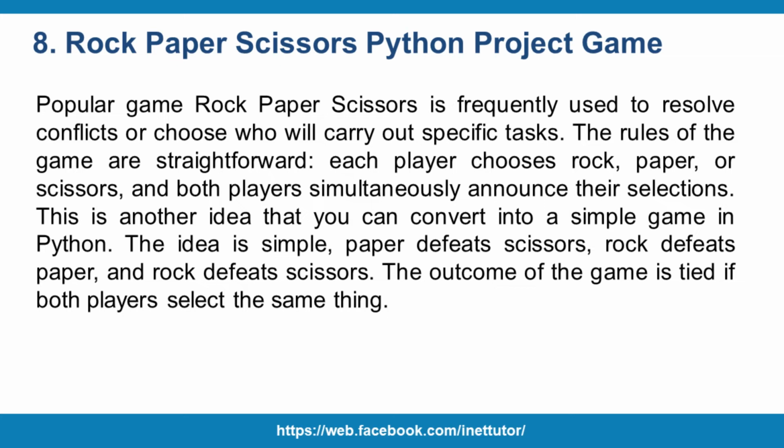This is another idea that you can convert into a simple game in Python. The idea is simple: paper defeats rock, rock defeats scissors, and scissors defeat paper. The outcome of the game is tied if both players select the same thing.